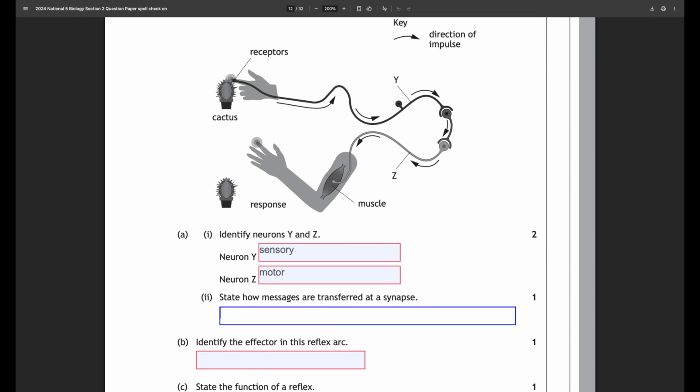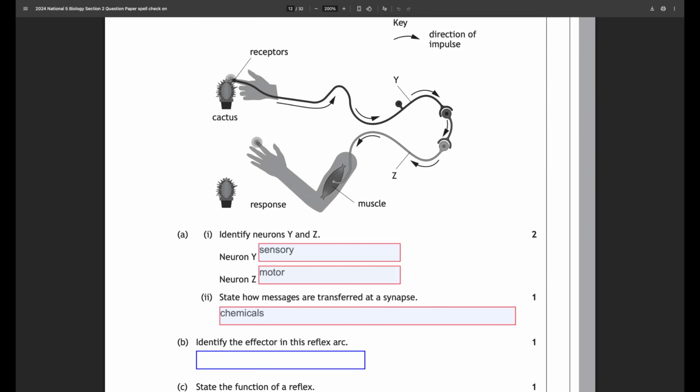Part 2, state how messages are transferred at the synapse. Well, messages travel along neurons as electrical impulses, but when they reach the synapse, because there's a gap, we cannot travel by electrical impulse. We need a continuous contact for that, so therefore they have to travel across the synapse via chemicals, okay, which will bind to the receptors on the next neuron and pass along the signal from there. So chemicals transfer messages at the synapse. Be careful with this one not to say chemical messengers, because that is the name we give to our hormones, okay? And we don't want to get them confused.